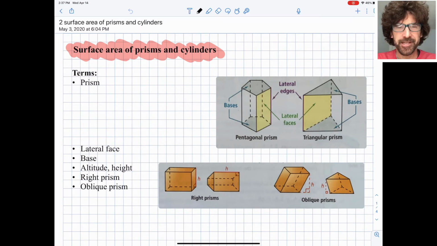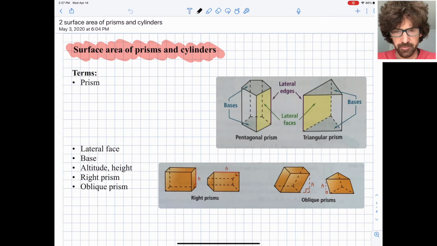All right, this is a video for geometry on the surface area of prisms and cylinders. We'll start with a few definitions, a couple formulas maybe, and then move on to some solved examples. So first off, we'll informally define some of these terms.